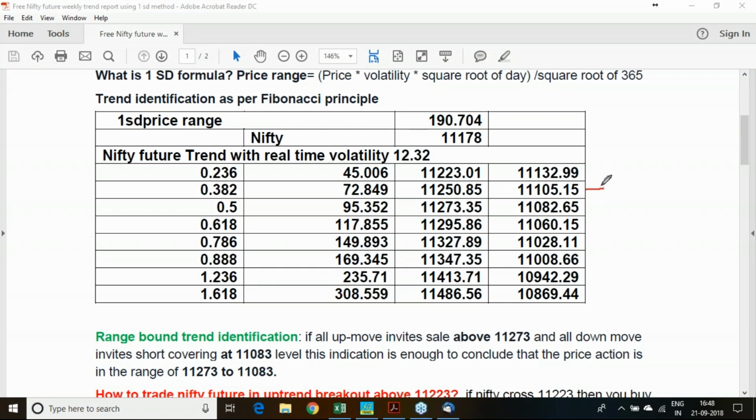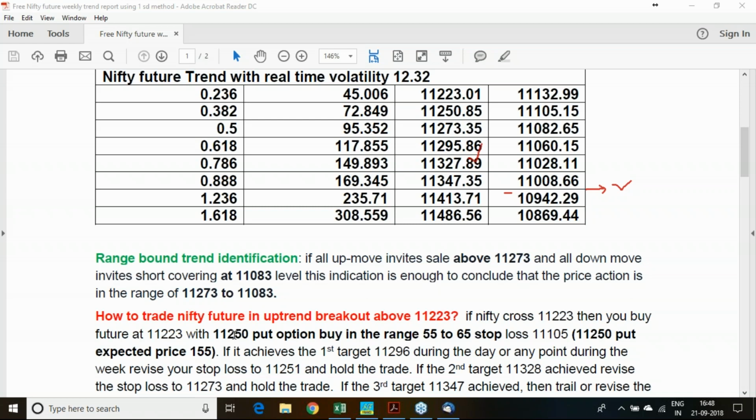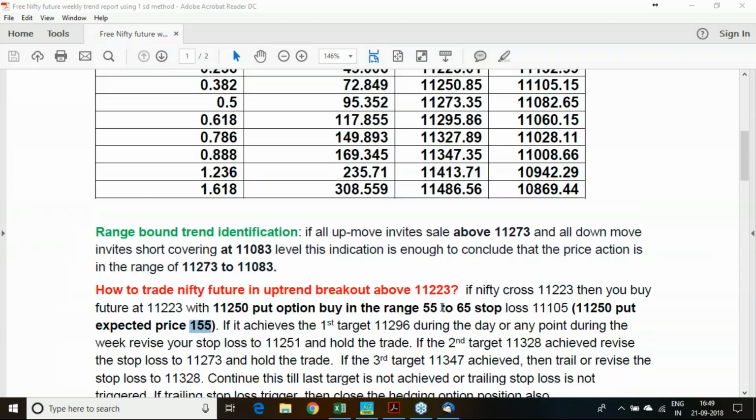So here as per this particular method, the price trend is changing at 11,105. So if I am long at 11,223, my stop loss is here. It is quite a wide point, definitely 118 points of gap. So to manage that stop loss, I am hedging my trade with one 11,250 put option. Though there are 118 points of depth from my entry to the stop loss point, if the stop loss hits, I can get almost 100 points out of my hedging position. So for that reason only I am hedging.